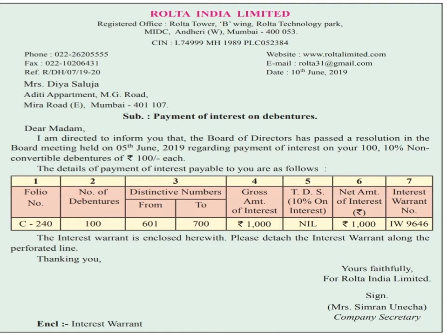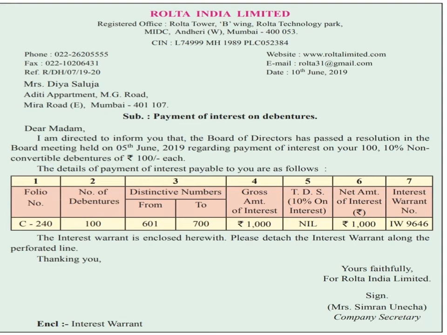Here in the first paragraph, the secretary is writing, मैडम ये लेटर मैं कंपनी के बिहाफ से बोर्ड ऑफ डायरेक्टर्स के कहने पे आपको लिखकर ये इन्फॉर्म करना चाहती हूँ, बोर्ड ऑफ डायरेक्टर्स ने 5 जून 2019 को बोर्ड मीटिंग कंडक्ट किया जहां उन्होंने रिजोल्यूशन पास किया और ये डिसाइड किया कि आपके 100 जो 10% नॉन कन्वर्टेबल डिबेंचर्स ऑफ रुपीज 100 ईच है उस पे इंटरेस्ट पे करेंगे.